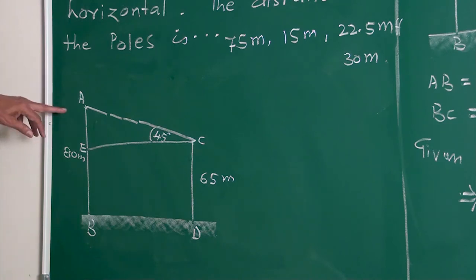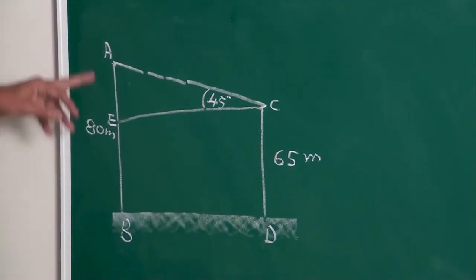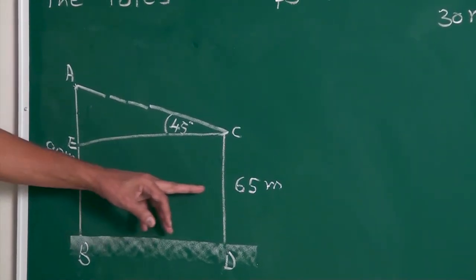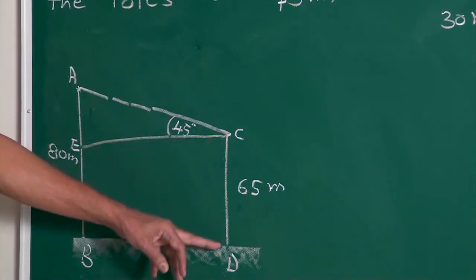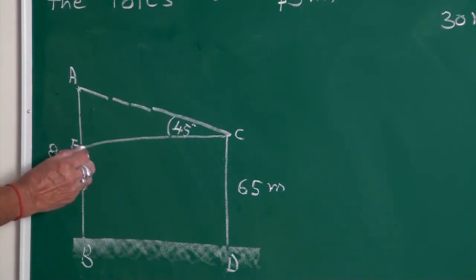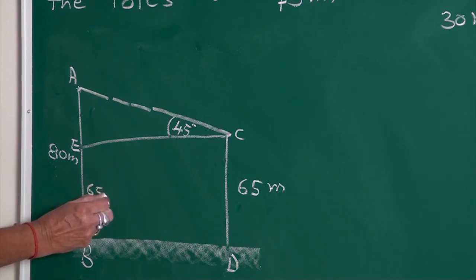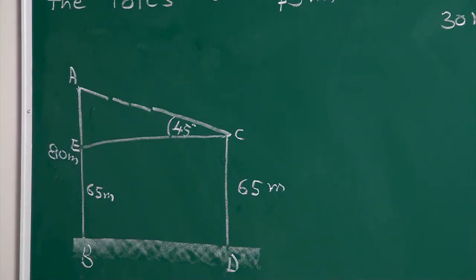Yes, my friends, these are the two poles with different heights. The first is AB, which is 80. Second pole CD, 65 meter. Then this is the horizontal through C, the smaller one, and this is 65. Then you can find this AE.